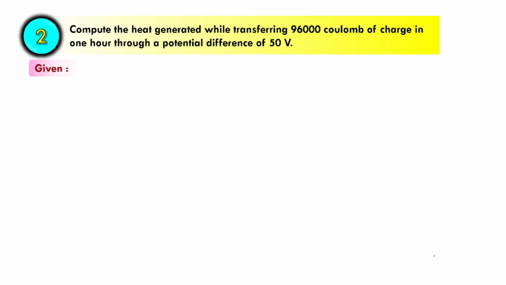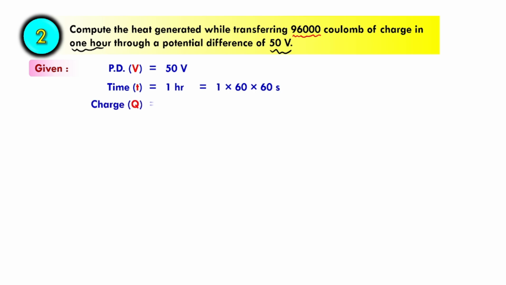Here comes the second question. Compute the heat generated while transferring 96,000 coulomb of charge in 1 hour through a potential difference of 50 volts. Now what do we have to do? We have to find out the heat when 96,000 coulombs of charge is transferred in 1 hour through a potential difference of 50 volts. What is given? Potential difference is 50 volts. Time is 1 hour, we can write it as 60 into 60 seconds. Charge is equal to 96,000 coulombs. And here you are supposed to find out the heat. How to find out the heat?